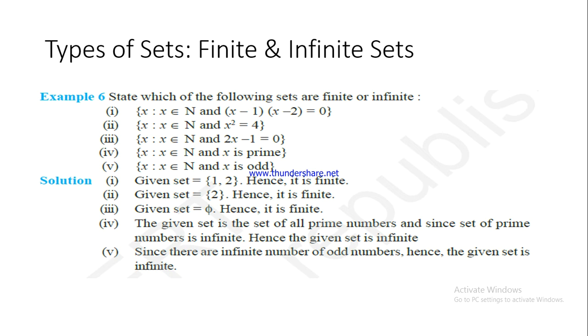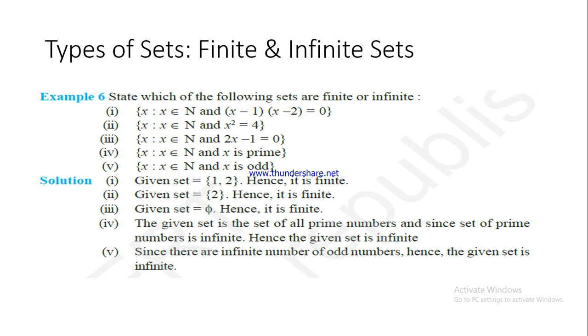Now let's have a look at the third example. X such that X belongs to N and 2x minus 1 is equal to 0. So X is a natural number, X belongs to N, which means X has to be 1, 2, 3, 4 and so on. And the other thing which has been mentioned is that 2x minus 1 is equal to 0. From here we'll deduce the value of X and we'll find that X is equal to 1/2.